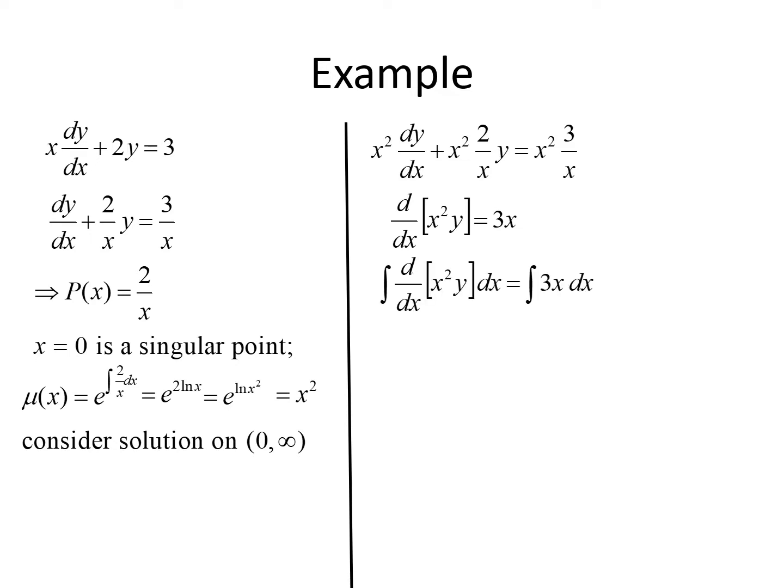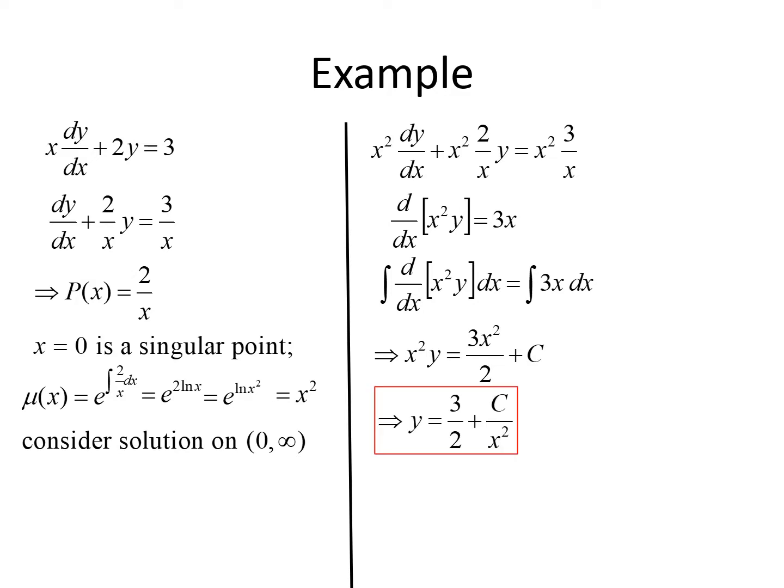Now that everything is simplified, we can integrate. So we take the integral of the derivative with respect to x of x squared y with respect to x. Then we integrate 3x with respect to x. On the left-hand side, the derivative and the integral will cancel out, so we get x squared y. And on the right-hand side, using the power rule, we'll get 3x squared over 2, and we'll add our arbitrary constant plus c. The final step here is to get y by itself to find an explicit solution, so we'll divide everything by x squared. So that gives us y equals 3 halves plus c divided by x squared.